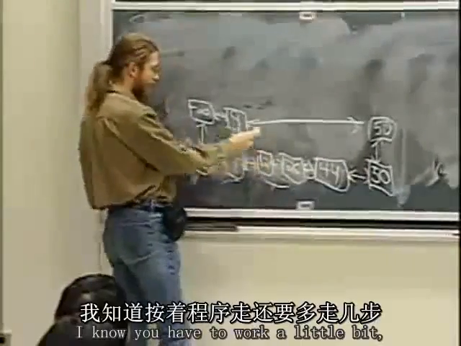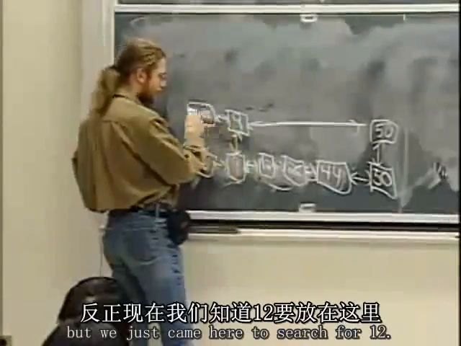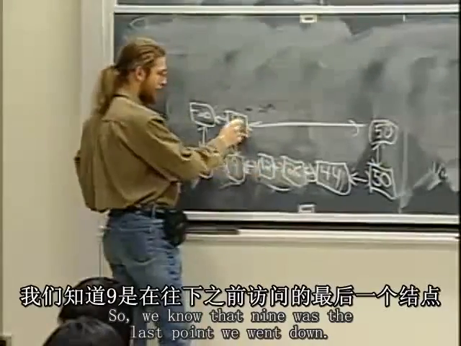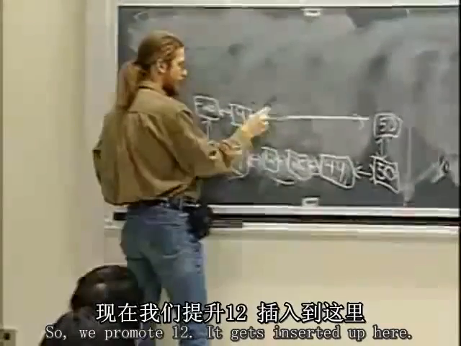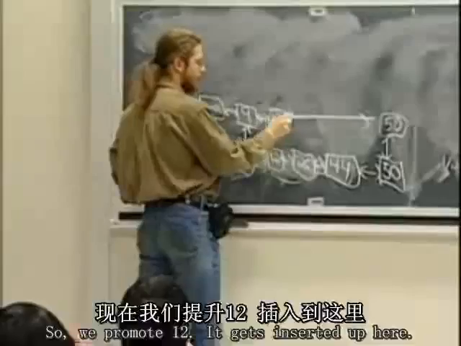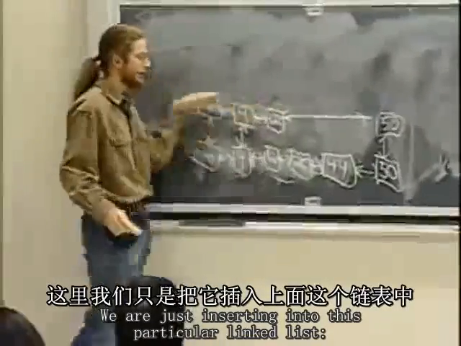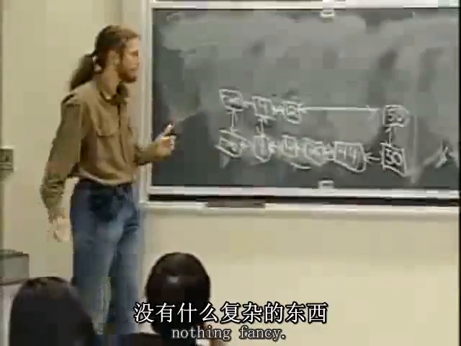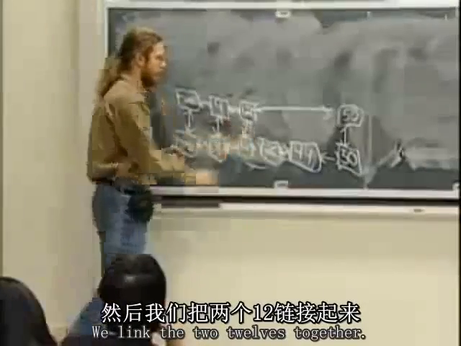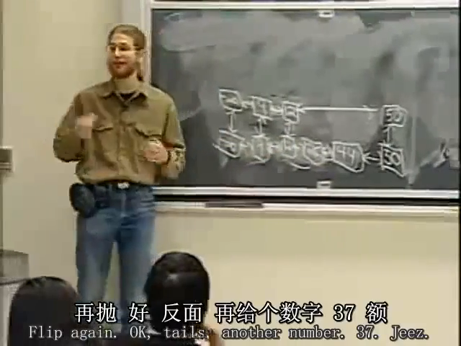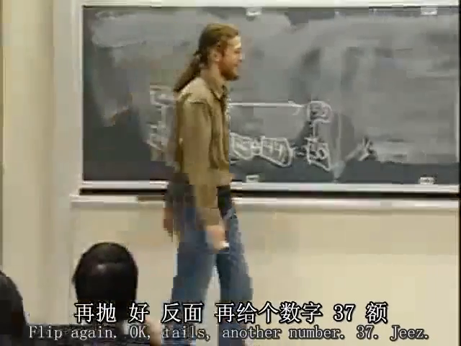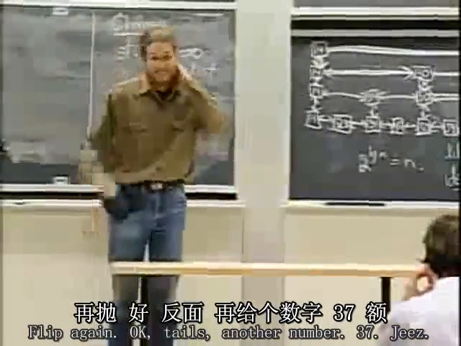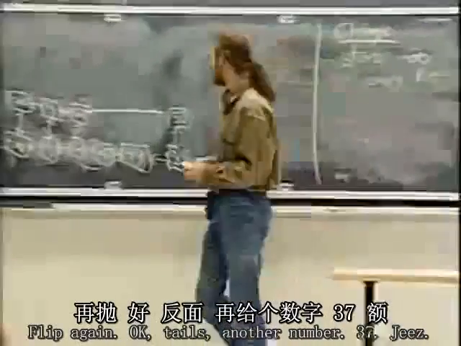Now, you have to work a little bit, but we just came here to search for 12. So we know that 9 was the last point we went down. So we promote 12. It gets inserted up here. We're just inserting into this particular linked list. Nothing fancy. We link the two 12s together. But it still looks kind of like a linked list. Flip again. Okay, tails. Another number.